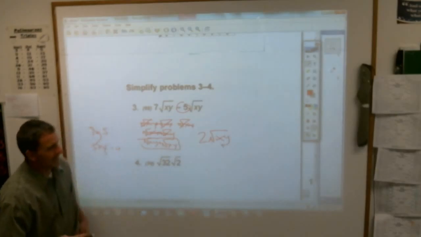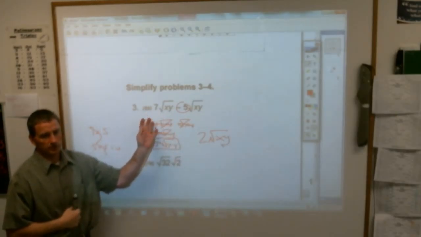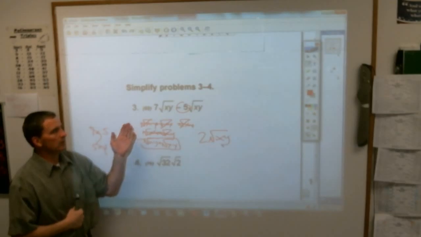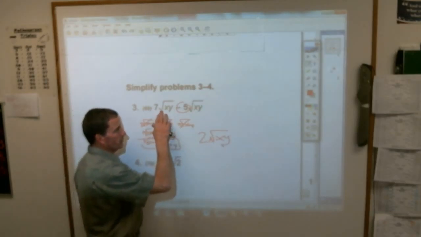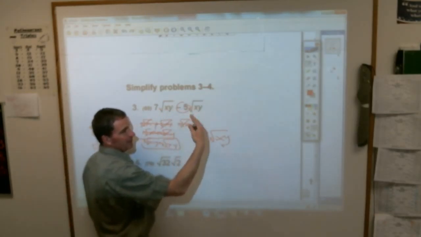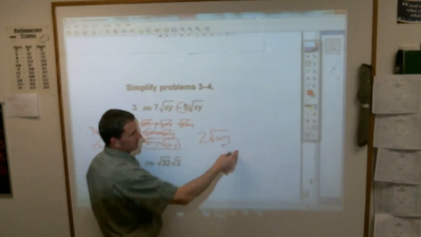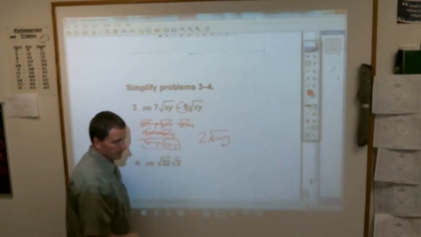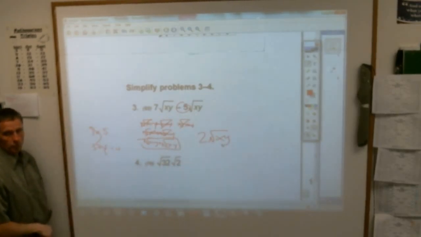You think of radicals just like variables. If I have the square root of xy minus the square root of xy, then there's nothing there because you're subtracting the same thing. But here you have 7 of them minus 5 of them.